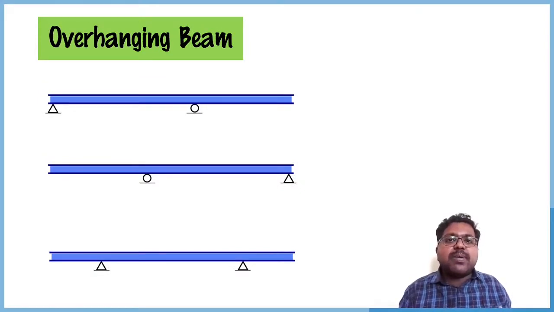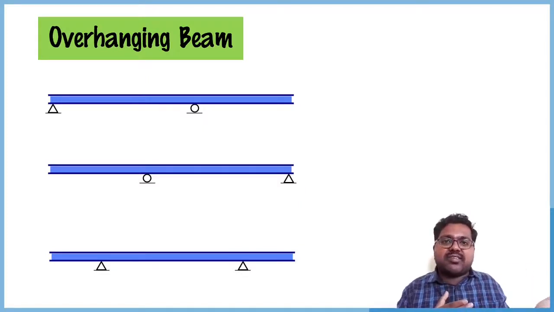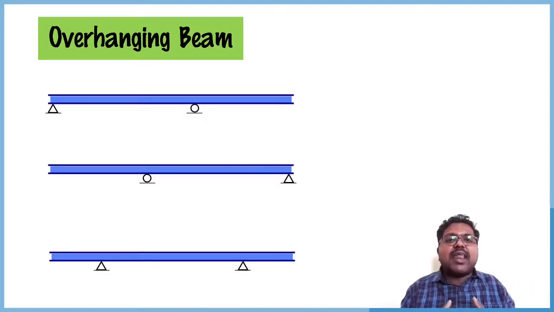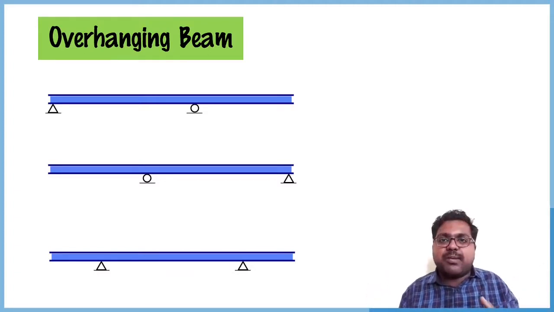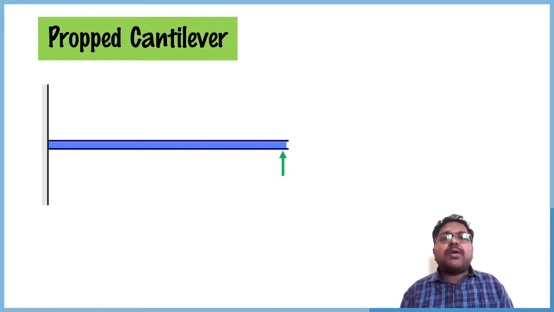It is a kind of simply supported beam, but an overhang portion is beyond the support. See, in the first case, we have a pin support and a roller support and an overhanging portion beyond that roller support. Similarly, in the second case, we have the overhanging portion on the other side, whereas in the third case, we have overhanging portions on both sides. So when a simply supported beam has an overhanging portion beyond the support, such beams are called overhanging beams. The next one is the propped cantilever.